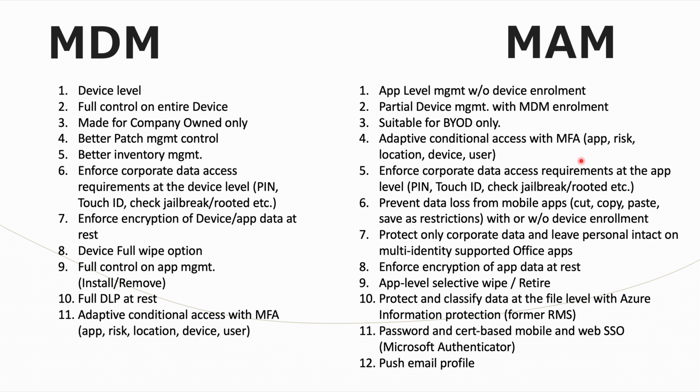Then enforce corporate data access requirements at the app level. It's similar, it's app level, whereas on the MDM side it's device level. Because we are talking about MAM, you can prevent data loss from mobile applications like Outlook, Teams, and any other application, with cut, copy, paste, and save-as restrictions, with or without enrollment. In both scenarios we can do the same thing in MDM as well. We can only protect the corporate data and leave personal data intact, with multi-identity support in Office applications.